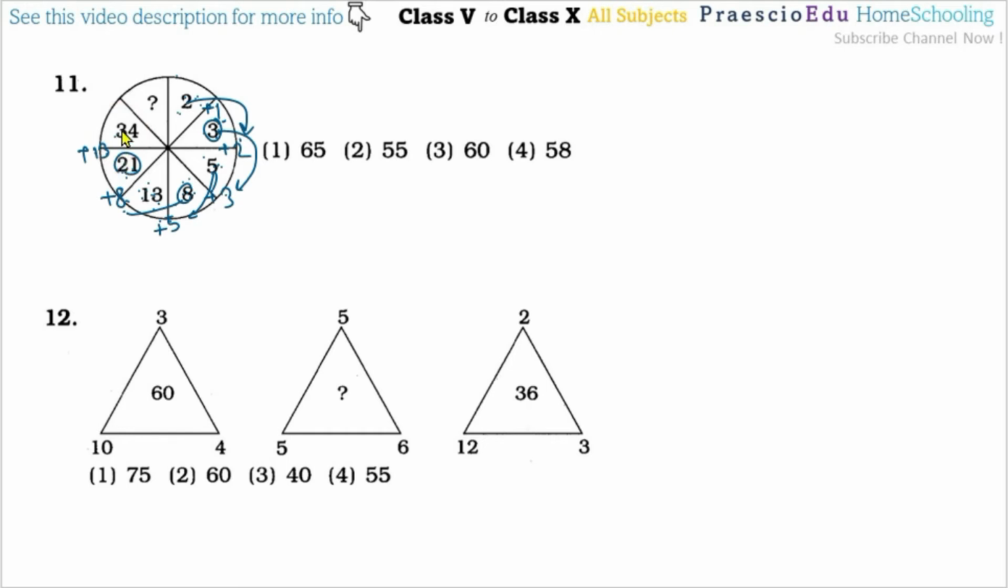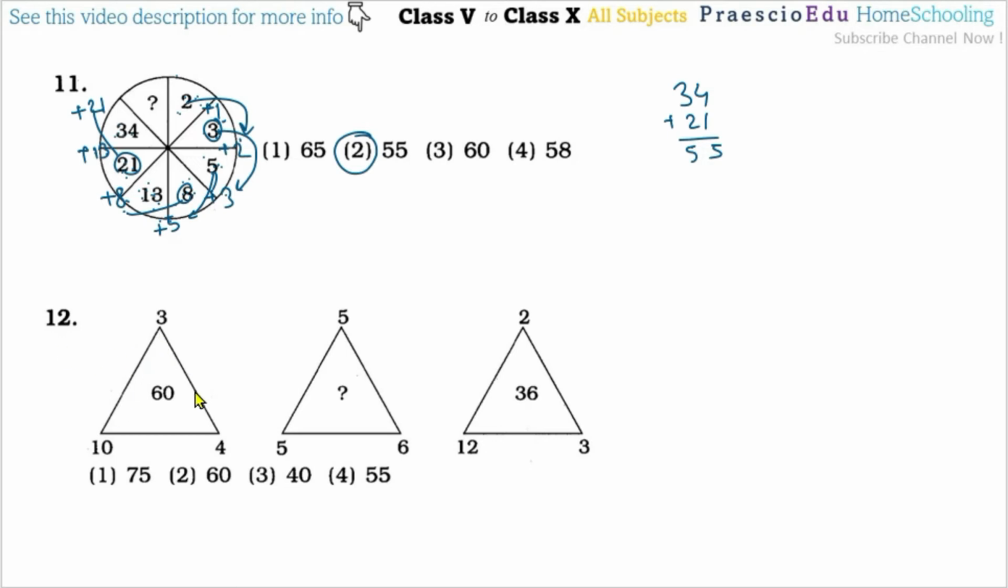So likewise here we have to add the 21, so 34 plus 21 we are getting the 55. So 55 is available in option number 2. So question number 12.